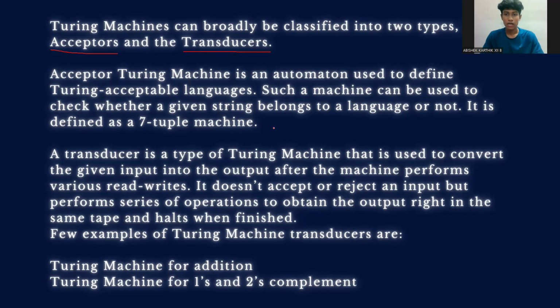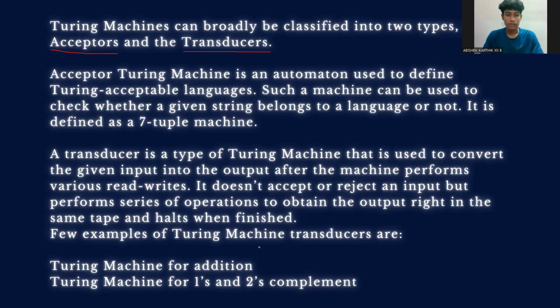Which is what we just saw. It is defined as a seven-tuple machine. A transducer is a type of Turing machine that is used to convert the given input into the output after the machine performs various reads and writes. It does not accept or reject an input, but performs a series of operations to obtain the output right in the same tape and halts when finished.